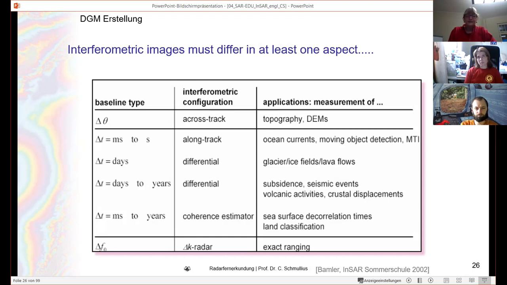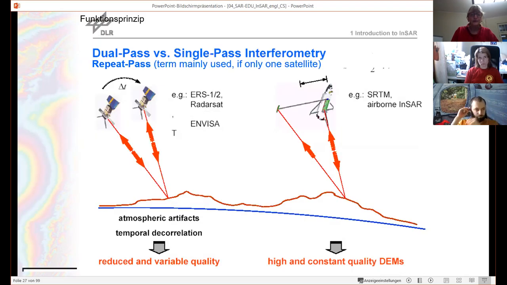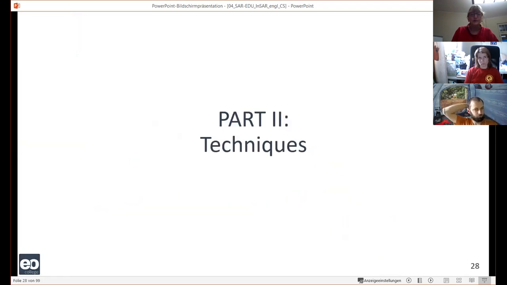Okay, and then this is special applications here in a delta F, so the frequency being modulated for exact ranging applications, but this is something that we as geographers have never used. Good, and I think with this I'm coming back to the slides from Michael Eineder. To those who came in later, I have been including some slides and you will get them later through Michael.